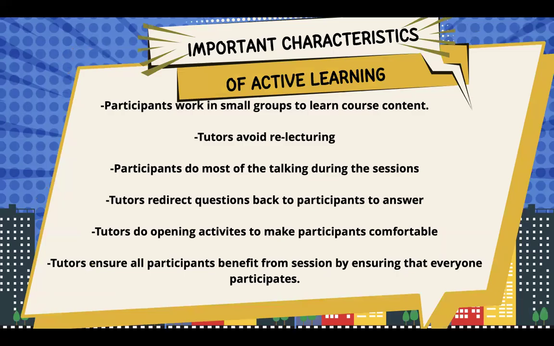So, some important characteristics of active learning. Participants work in small groups to learn course content. So, rather than having a lecture style, the participants are going to be able to break off into smaller groups to learn this content and maybe participate in activities to help them understand the content a little more. Tutors are going to avoid re-lecturing. So, you don't just want to do a repeat of their class. They've already seen that content, it gets redundant. They're not there to relearn the content, they're there to make that connection onto what they're missing.